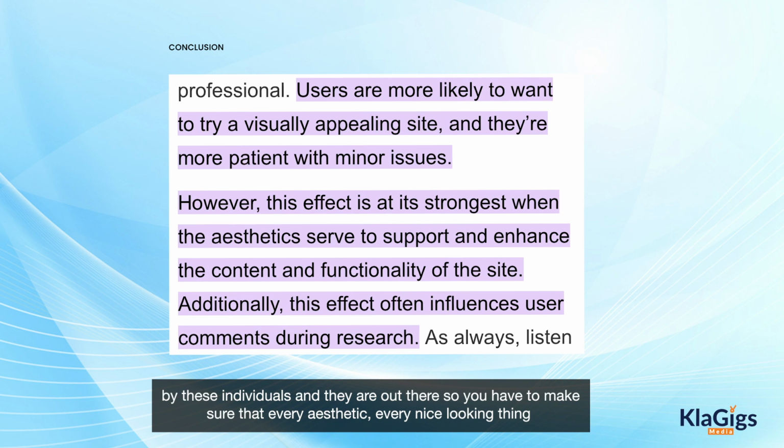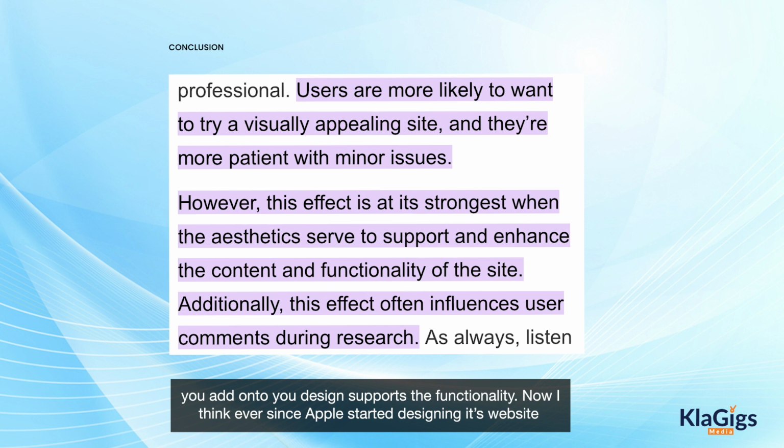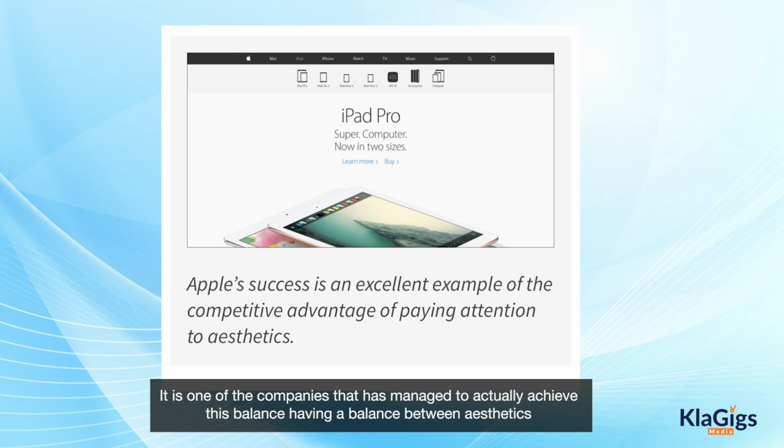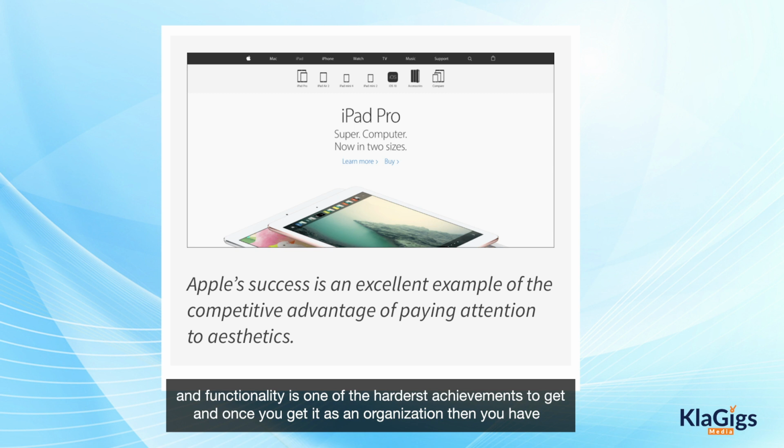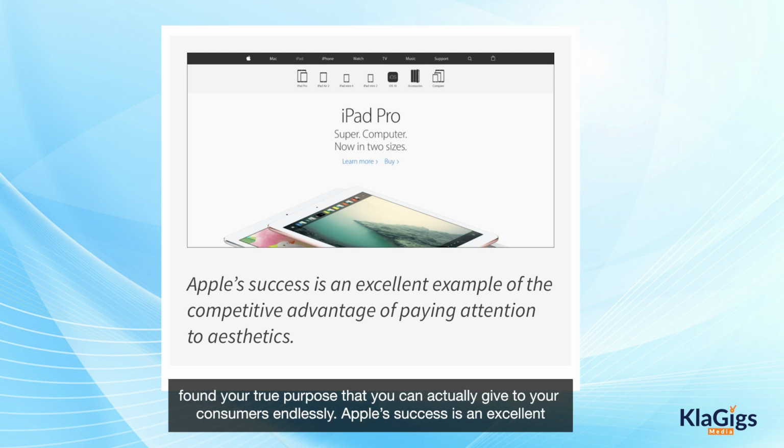So you have to make sure that every aesthetic, every nice looking thing you add onto your design supports the functionality. Now, I think Apple, ever since Apple started designing its website, is one of the companies that has managed to actually achieve this balance. Having a balance between aesthetics and functionality is one of the hardest achievements to get. And once you get it as an organization, then you've found your true purpose that you can actually give to your consumers endlessly.